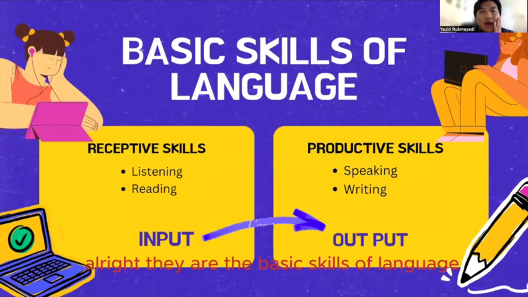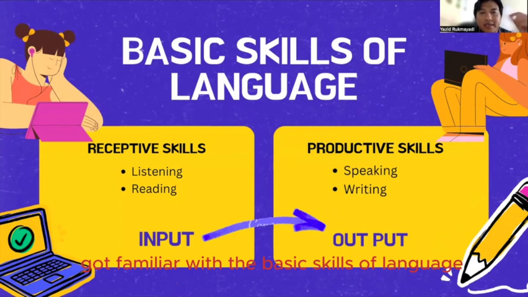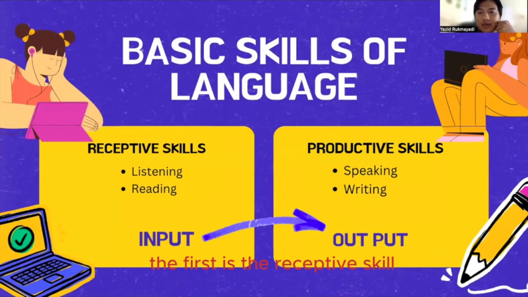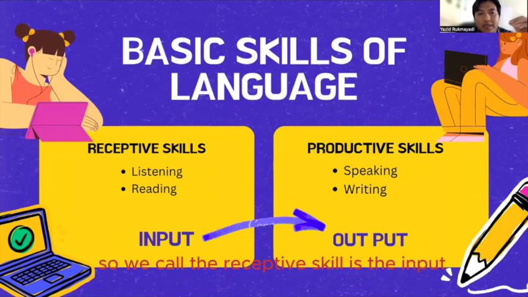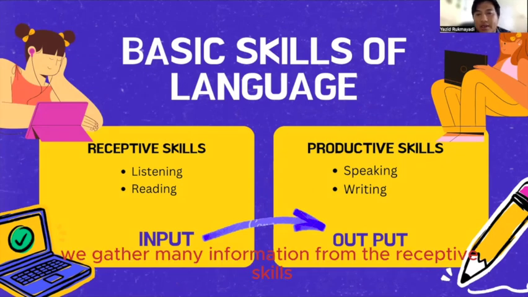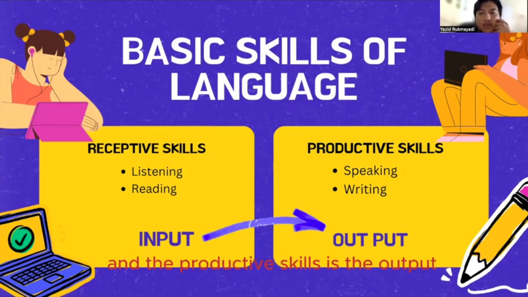All right, there are the basic skills of language. You have already become familiar with them. There are two kinds: the first is the receptive skill, and the second is the productive skill. For receptive skills, we have listening and reading. For productive skills, we have speaking and writing. We call the receptive skill the input. We gather much information from the receptive skill, and the productive skill is the output.